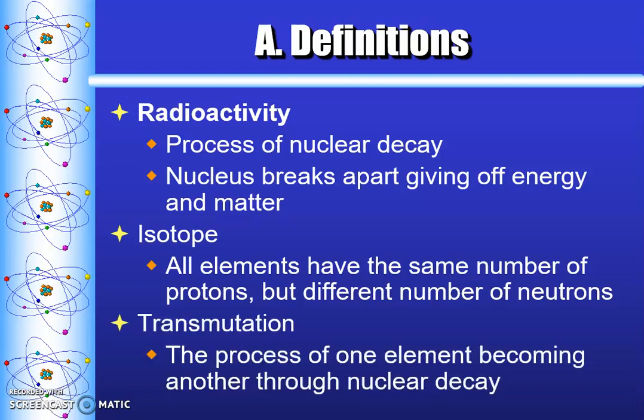So a new term is transmutation. This is the process of one element becoming another element through nuclear decay. So when the nucleus decays and loses protons, it turns into a different element because it now has a different number of protons.